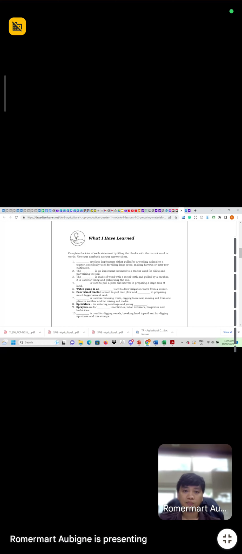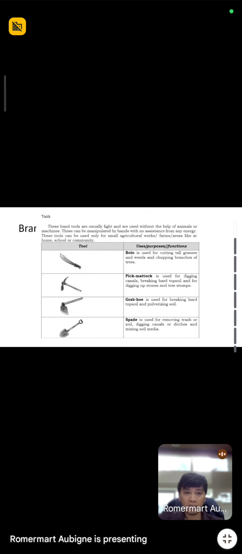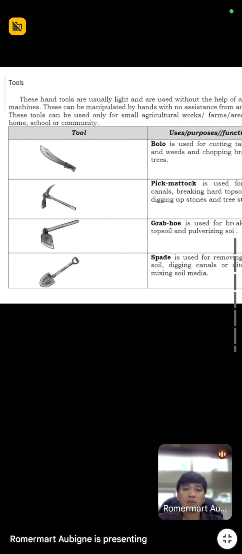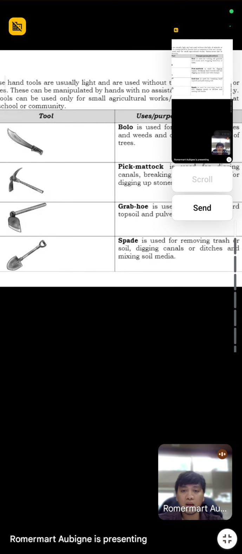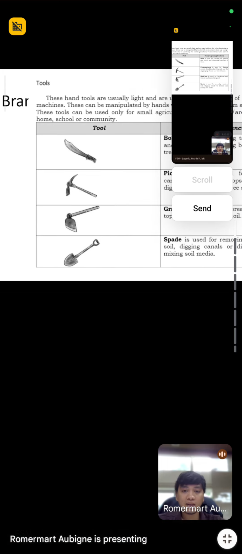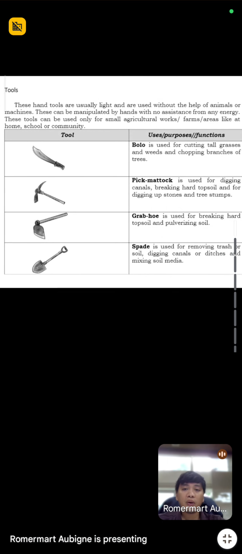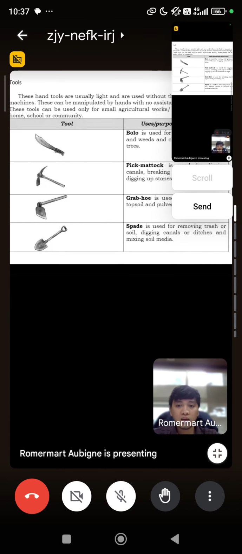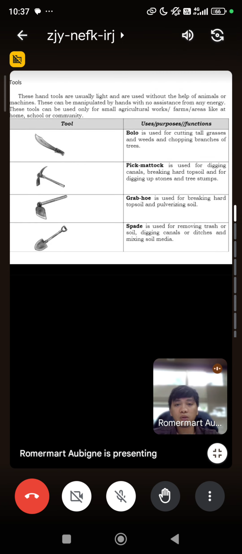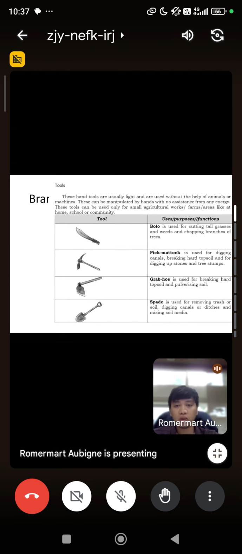Next, sumama po pala to. So, ito po yung mga hand tools. These hand tools are usually yung mga farm tools. These tools are usually light and used without the help of animals or machine. This can be manipulated by hands with no assistance from any energy. These tools can be used only for small agricultural works, farms, areas like at home, school, or community.